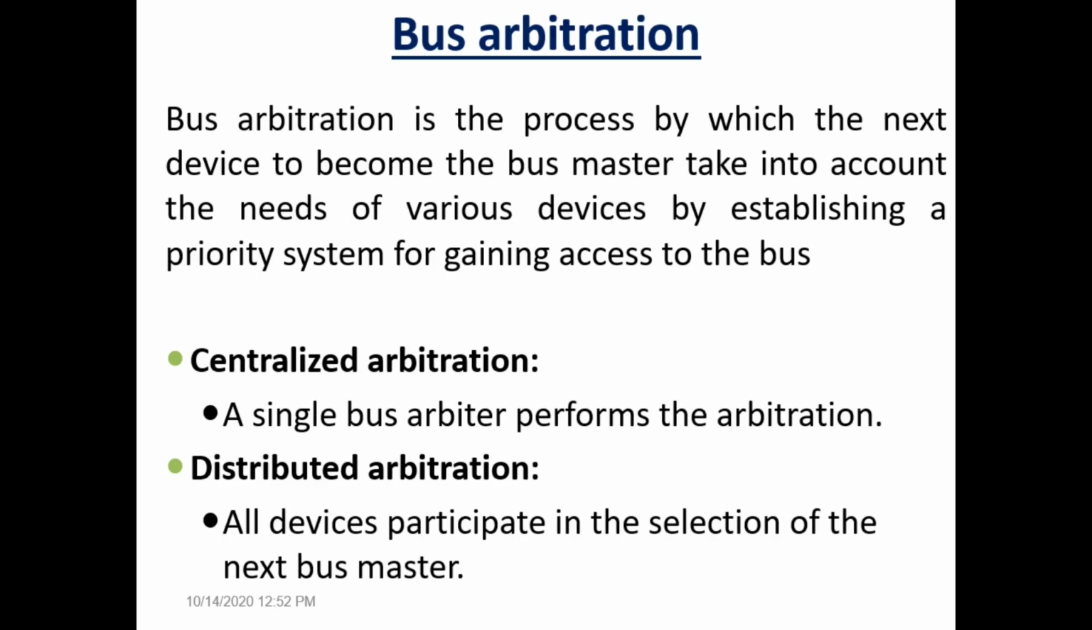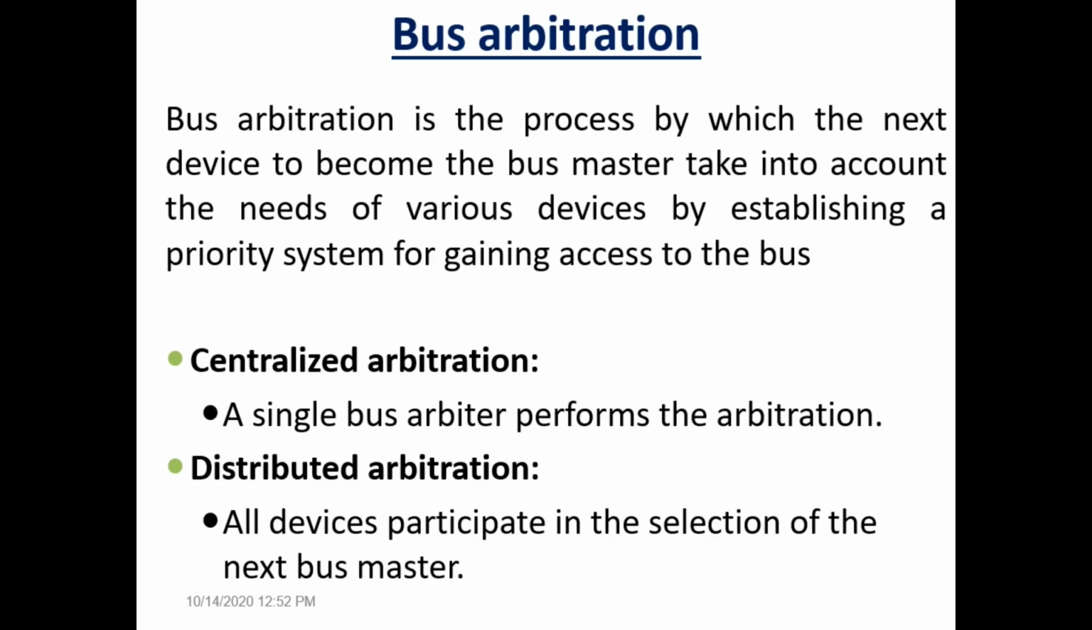Every IO device or processor has its own need of accessing the bus in order to transfer data. So this need should be considered in the bus arbitration process. That means there must be some priority. Otherwise, if a single device wins the bus arbitration every time, other devices may not get the chance to communicate using the bus. There are two different types of bus arbitration: one is centralized arbitration, and the other is distributed arbitration.